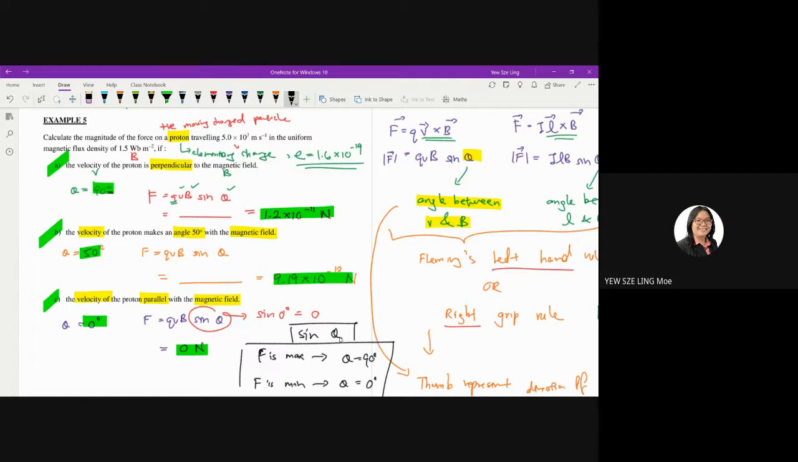If you have a cos function, cos 0 is the maximum value and cos 90 degrees gives you the minimum value. But now you're looking at the sine function. Therefore, the force is maximum if the angle between the velocity and the field is 90 degrees. It is minimum if they are parallel to each other, right?